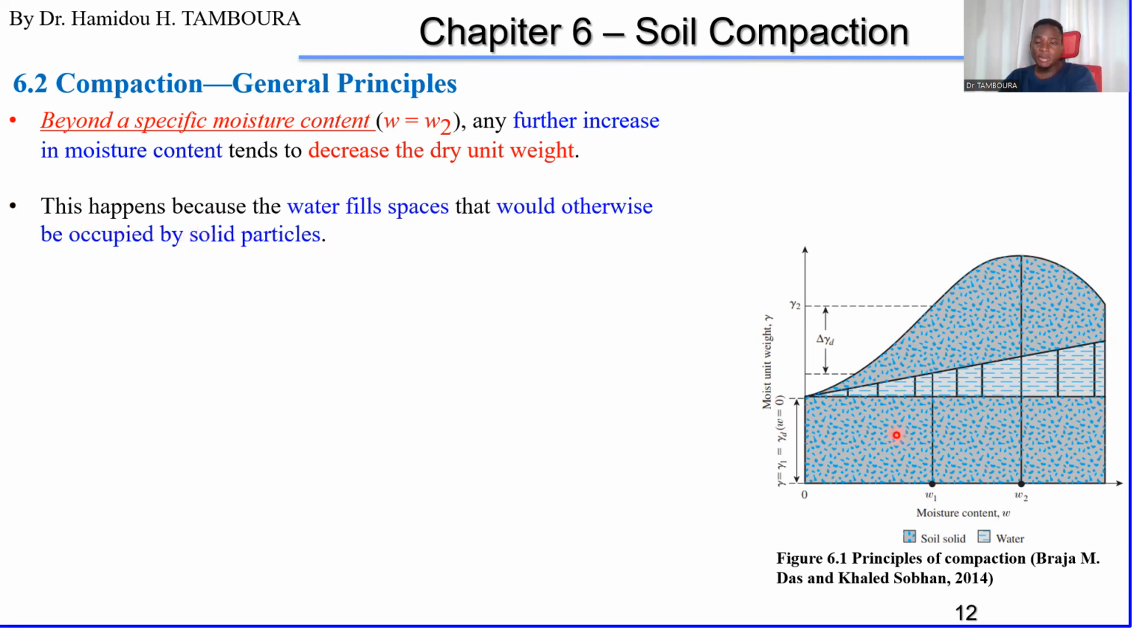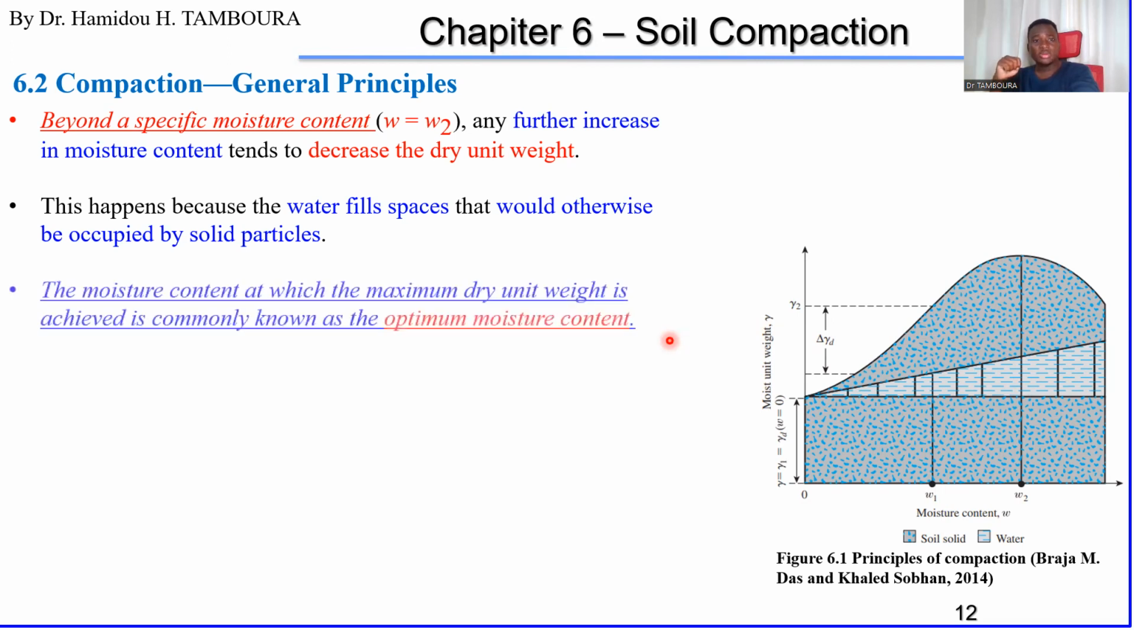This happens because when you put too much water, this water is going to fill the gaps in the soil, fill the spaces, and these spaces were supposed to be occupied by soil particles. So if water enters there, the soil particles cannot enter anymore. That's why if you add more water, it will not be effective. Okay.